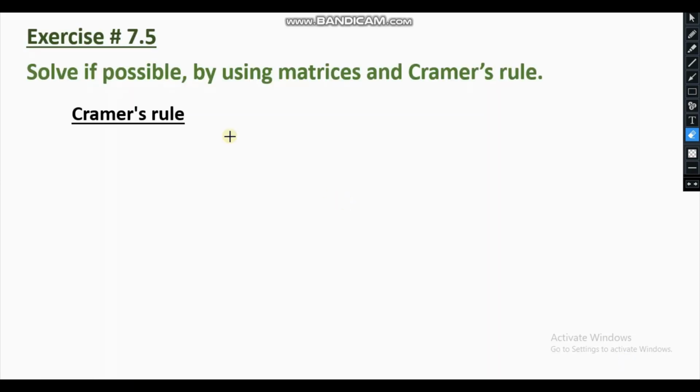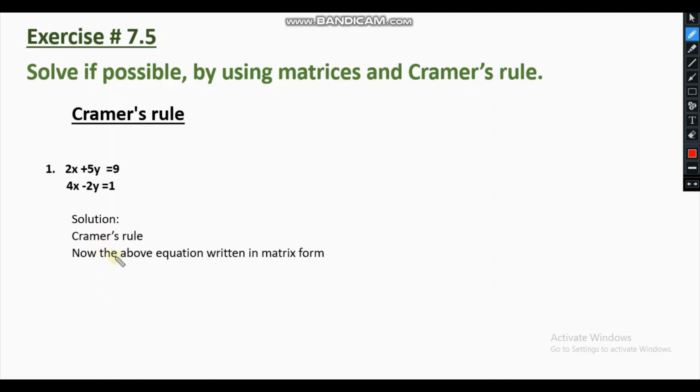Now Cramer's rule. This equation we again solve by Cramer's rule. So first of all, we will take the Cramer's rule equation. Again, question number 1, solve by Cramer's rule. Now the above equation is written in matrix form. So the same method here.